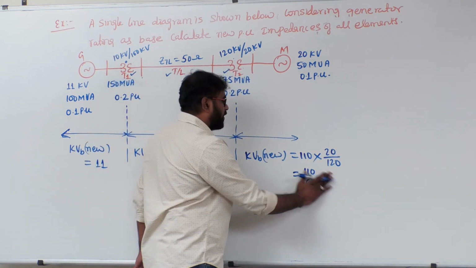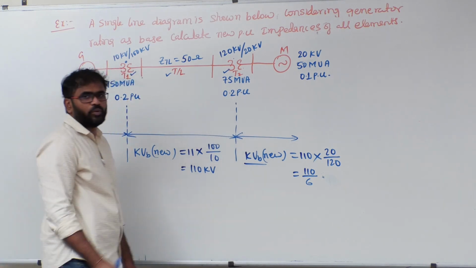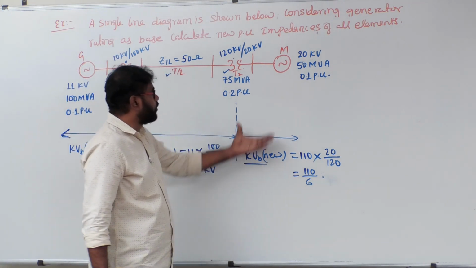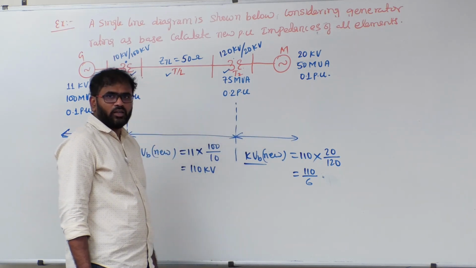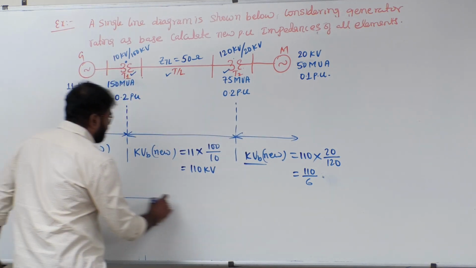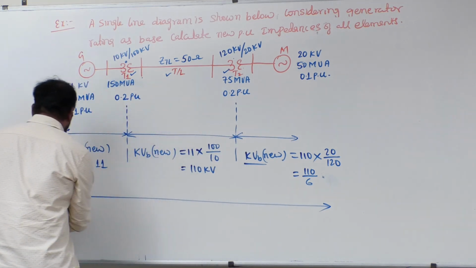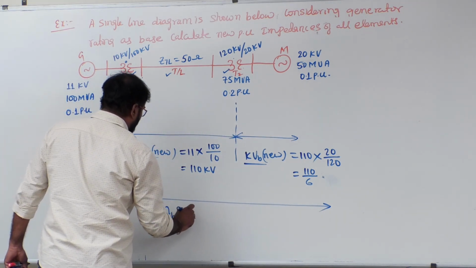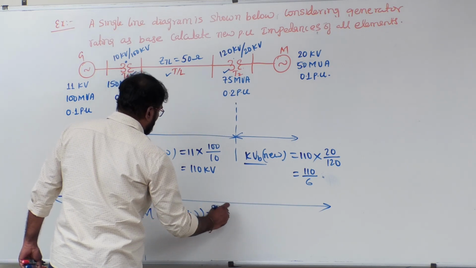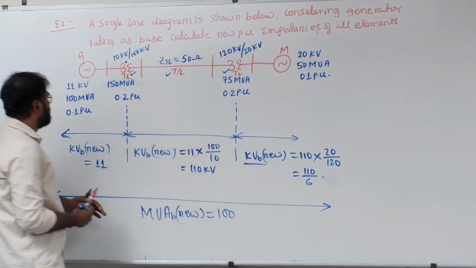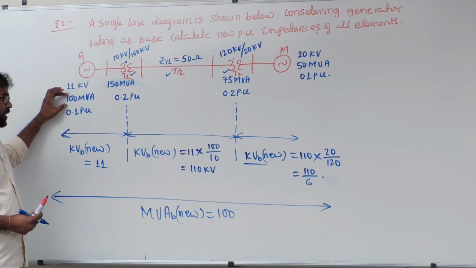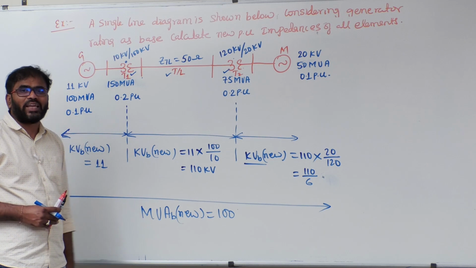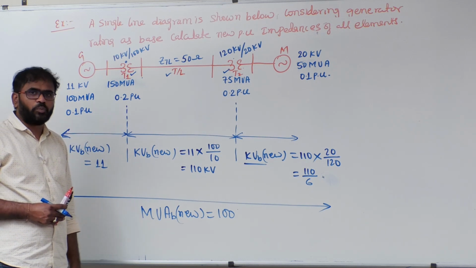No need to write kV, we have already written KVB new. Anyway, so 110 by 6 is the KVB new in this circuit. Clear? Now tell me, for a complete system, what is the MVAB new? MVAB new for a complete system is 100 only, because it is clearly mentioned, take the generator rating as base. That is 100.